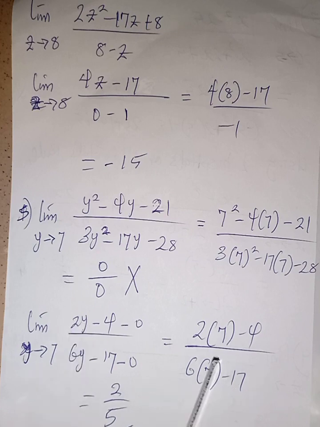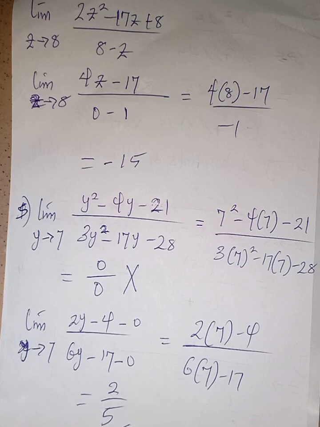Then we're going to have this. If you try this, you're going to have 2 over 5. That will be the answer to the problem. So the answer to this problem now is 2 over 5. Now let's move to question 6.